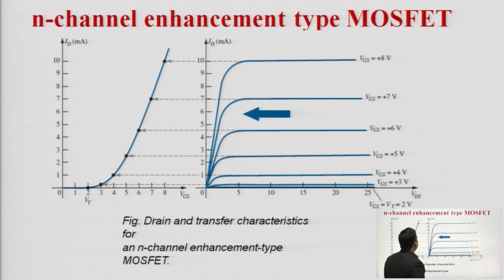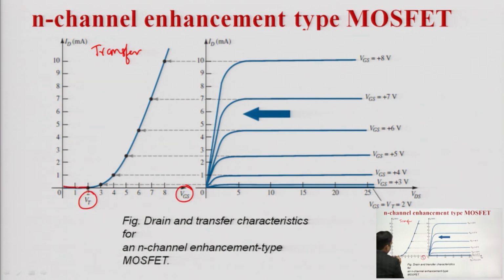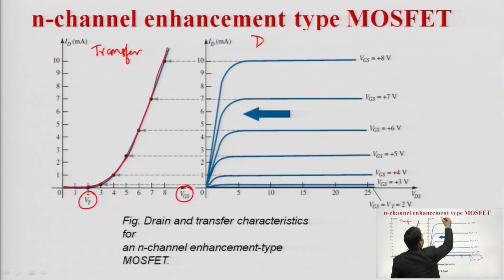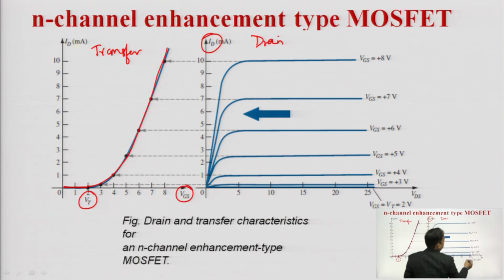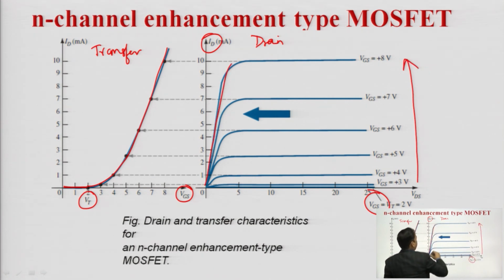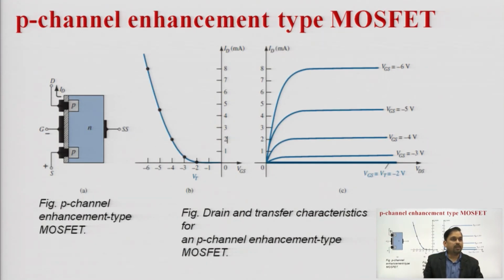Now, these are the characteristics. First is the transfer characteristics. We can clearly see that when VGS is less than VT, the current is 0, and whenever VGS is greater than VT, the current starts increasing, something like this. Similarly, the drain characteristics, ID versus VDS: when VGS is increased, we can clearly see that the current starts increasing. So these are the drain and transfer characteristics.